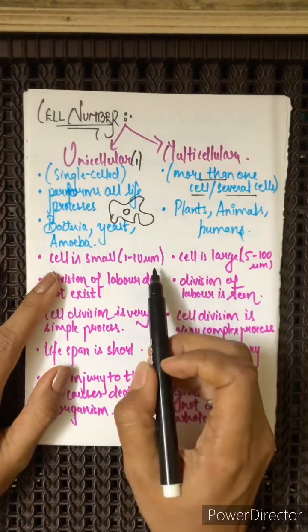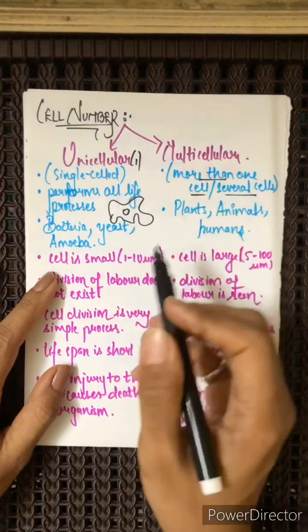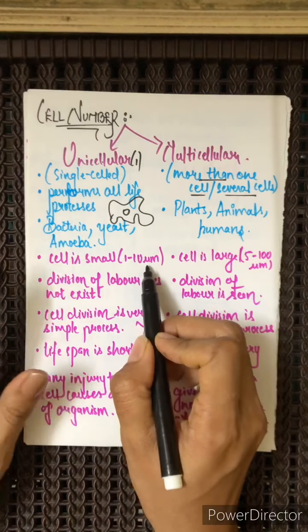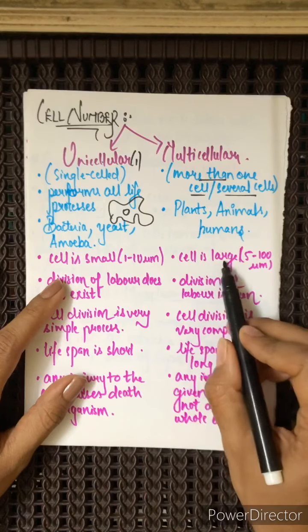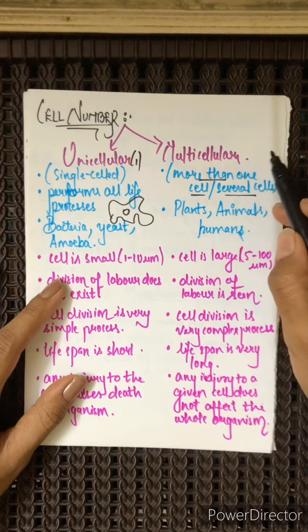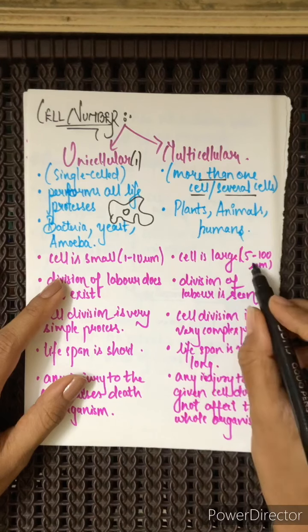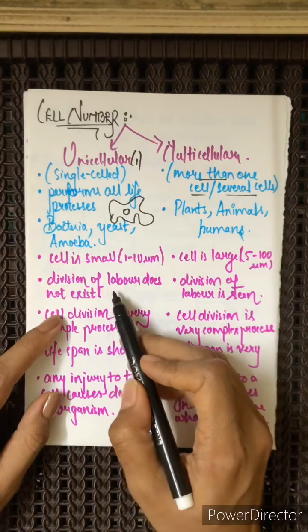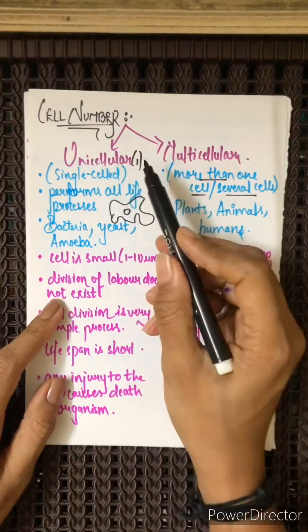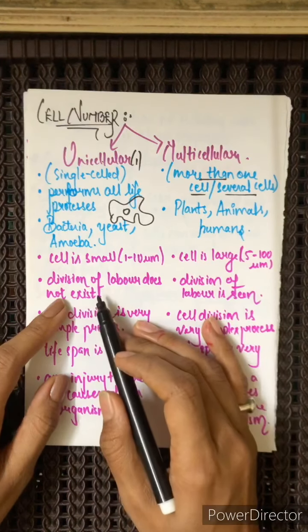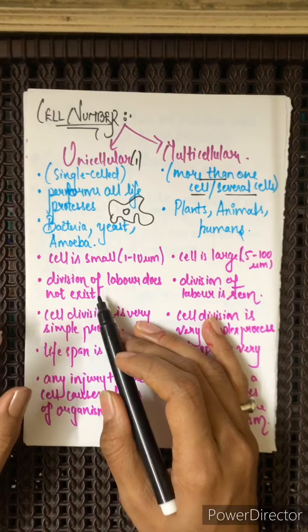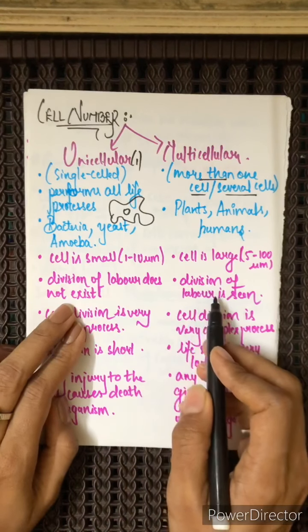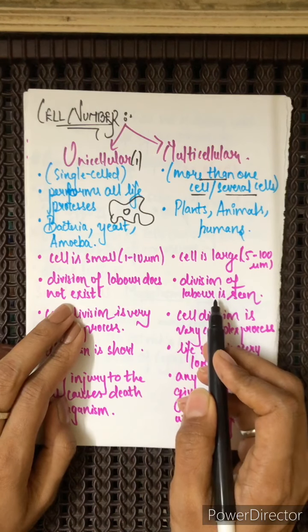Now, if we talk of the size of the unicellular organism, it is very small, that is 1 to 10 micrometer. And a single cell of the multicellular organism is also very large, that is 5 to 100 micrometer it may be. Then in the unicellular organism, division of labor exists but not to the extent it does in the multicellular organism.